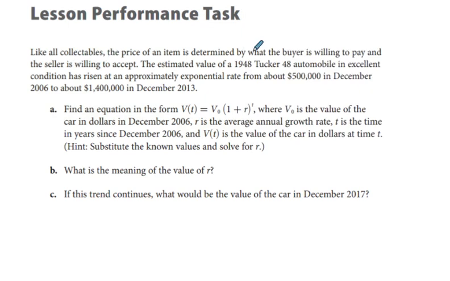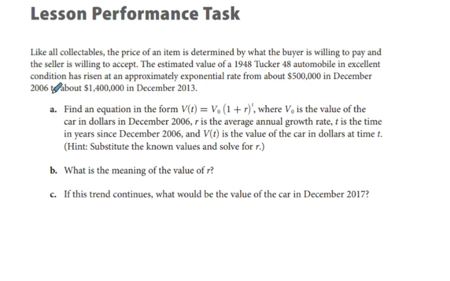Like all collectibles, the price of an item is determined by what the buyer is willing to pay and the seller is willing to accept. The estimated value of a 1948 Tucker 48 automobile in excellent condition has risen at approximately exponential rate from about $500,000 in December 2006 to about $1.4 million in September 2013. So find an equation in the form v of t equals v sub 0 times 1 plus r to the power of t, where v sub 0 is the value of the car in dollars in 2006.